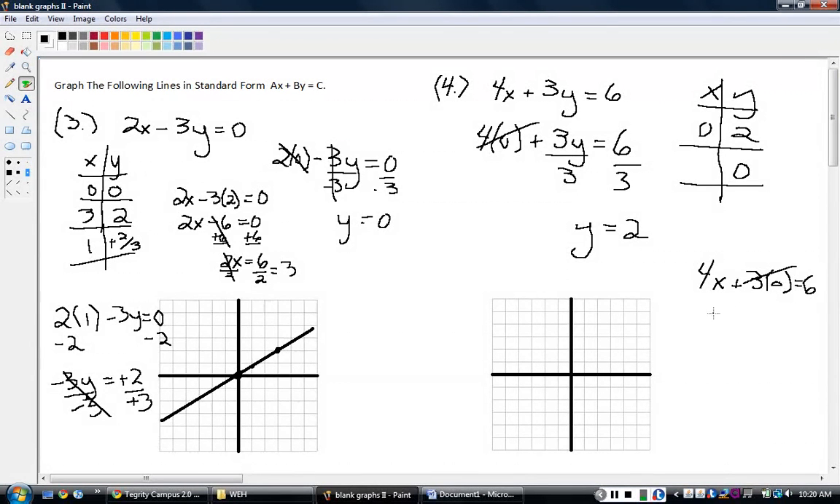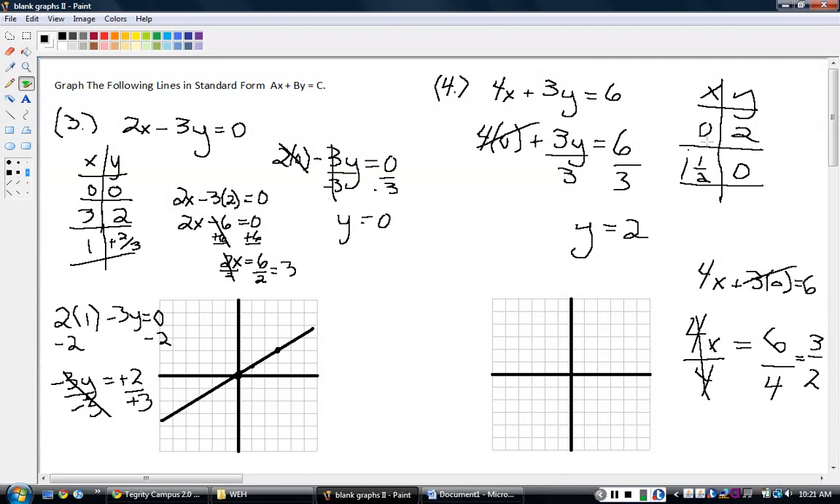That goes away, and I'm left with 4x equals 6. So it looks like I'm going to get another fraction, because when I divide both sides by 4, it doesn't go in evenly, right? So I get 6 over 4, which reduces to 3 over 2, which I can write as 1.5, right? I might want to write that as a mixed number just so I can find it on the graph.